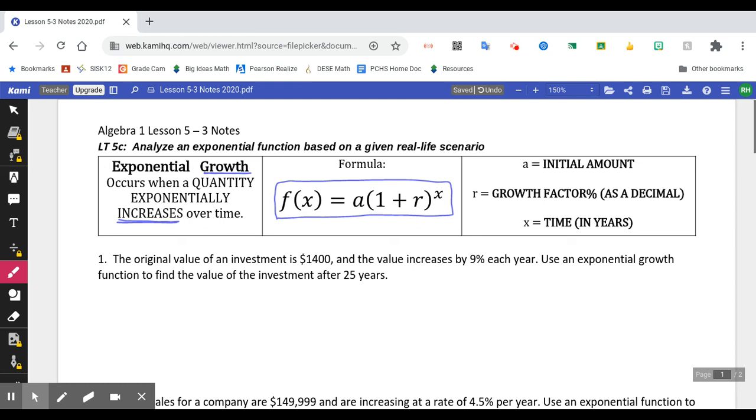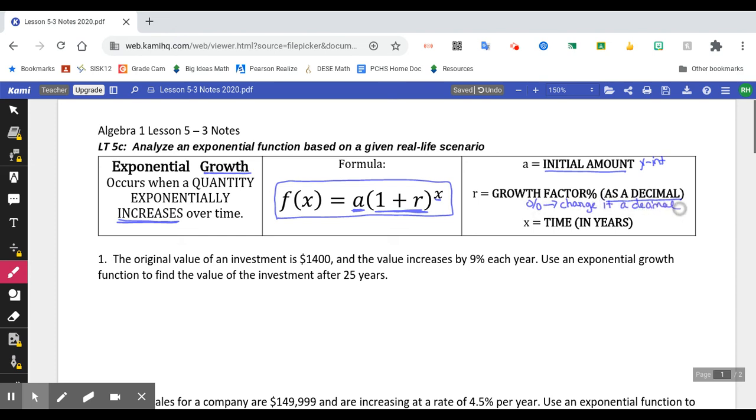But this guy, f of x, you can see it's the same exact thing that we've been talking about. It's a, and then b would be this one that we're multiplying by to the x. So it's kind of the same thing. A is your initial amount, which would still be considered your y-intercept, the starting amount, okay? R is your growth factor or your percent. This has to be written as a decimal. So if they give you a percentage, you have to change it to a decimal before you can start, okay?